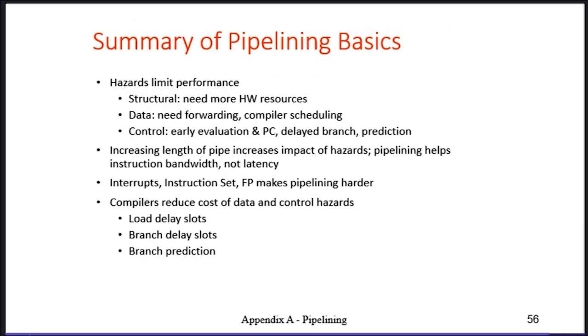Summary: structural hazards need more hardware resources. Data hazards need forwarding and compiler scheduling. Control hazards need early evaluation of PC and delayed branch prediction. Increasing the length of the pipe increases the impact of hazards. Pipelining helps instruction bandwidth, not latency. Interrupts, instruction sets, and floating point make pipelining harder. Compilers reduce the cost of data and control hazards.